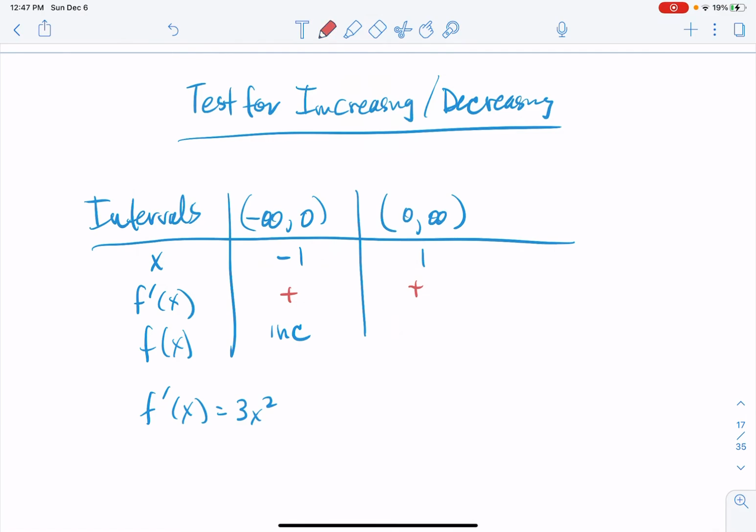Whoops, that was supposed to be blue. Let's keep it consistent. Increasing. Did that subvert what you expected, that they were going to alternate? So don't get used to that, these things are not always going to alternate. You can see that it stayed positive. It's increasing over this interval. It's increasing over the other interval. What about at 0? Well, it's still increasing through 0.